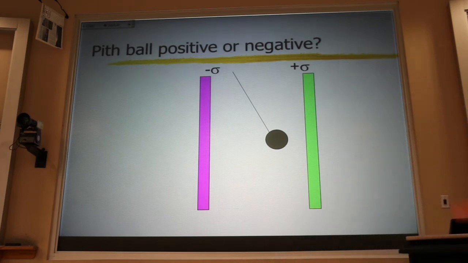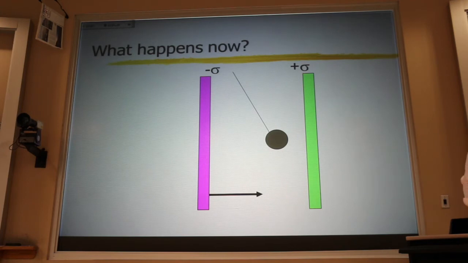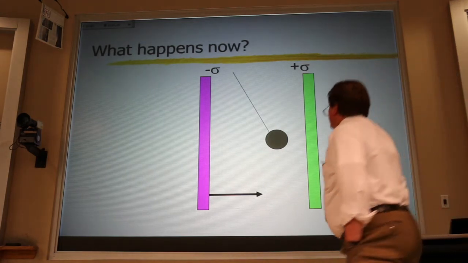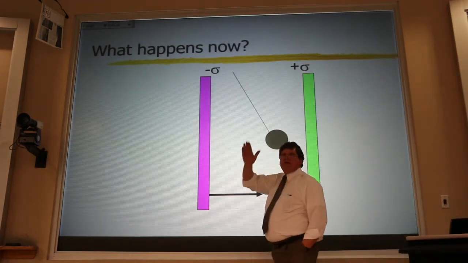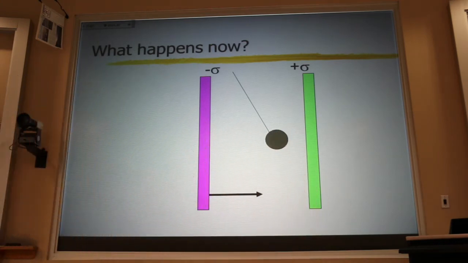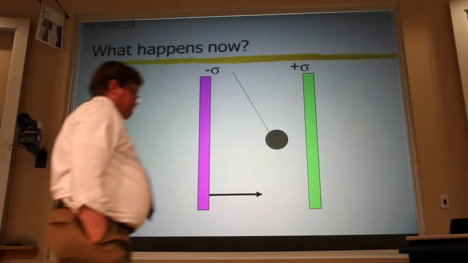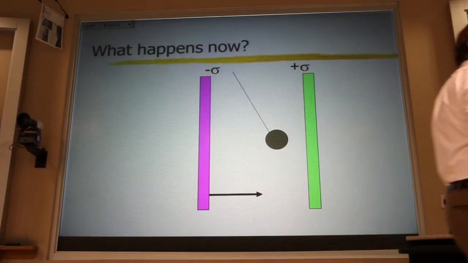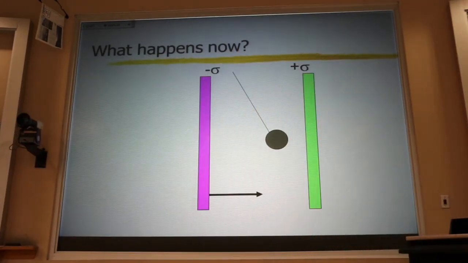Now, what if I take that left plate and I move it to the right a little bit, 1.5 inches? What's that going to do to this angle at which it's hanging? Is it going to get steeper, get a bigger angle, smaller angle, or the same angle? Talk to your neighbor. What's it going to be?